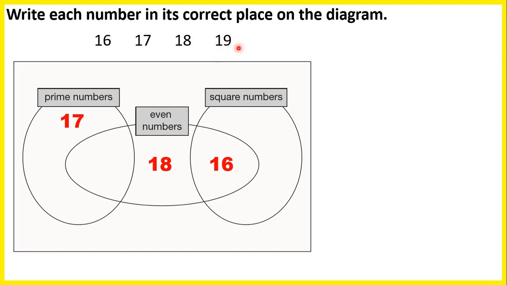And now 19 is a prime number because it's only in the 1 and 19 times table. It's not an even number because it ends in a 9, so it's an odd number, it's not a multiple of 2, and it's not a square number. So 19 needs to be written in this section here as well.